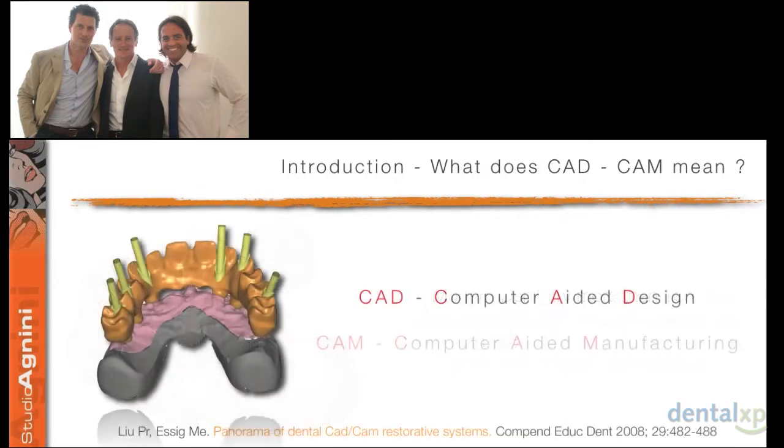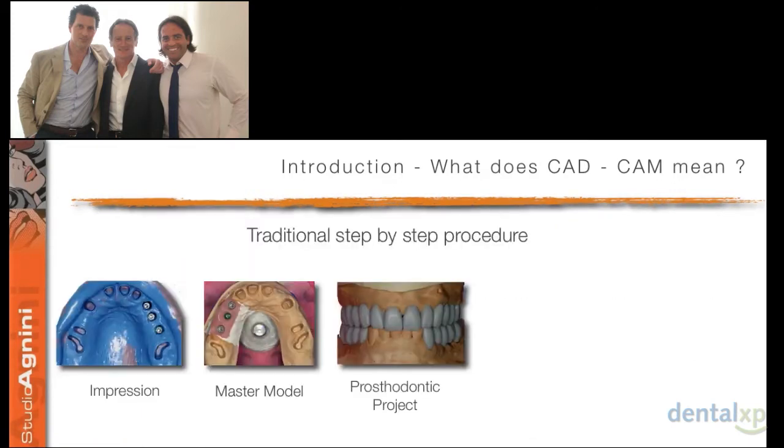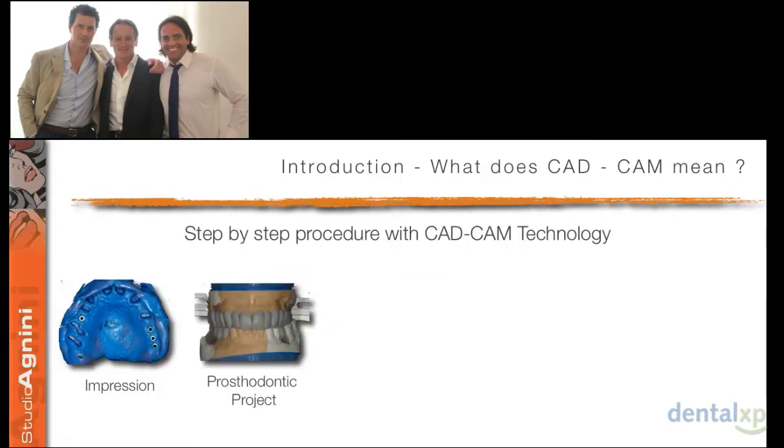So what does CAD and CAM mean exactly? Basically, with the CAD part, we have the possibility to design an object guided by the computer, and once we did that, with the CAM part, we can actually produce it. Traditionally, the final restoration started from a master model and a prosthodontic project that was done by the technician. And from that, CAD-CAM technology was brought into dentistry.